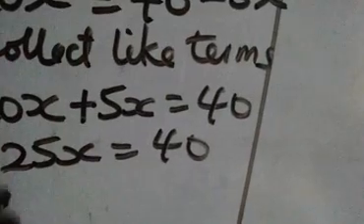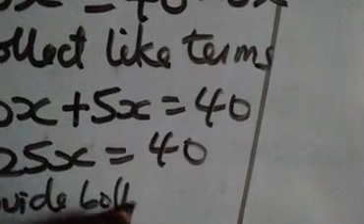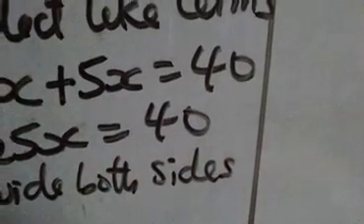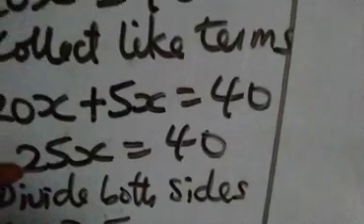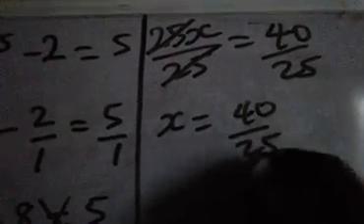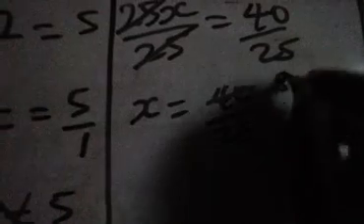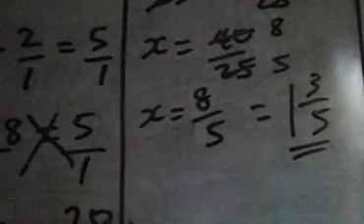We divide both sides by 25 because we are looking for x, not 25x. So 25x over 25 equals 40 over 25. We eliminate 25, x equals 40 over 25. We reduce this to the lowest term. This 5 here will give us 8, 5 here will give us 5. So our final answer equals 8 over 5. Reduce this to the lowest term. That will be one whole number, 3 over 5. That is the value of x.